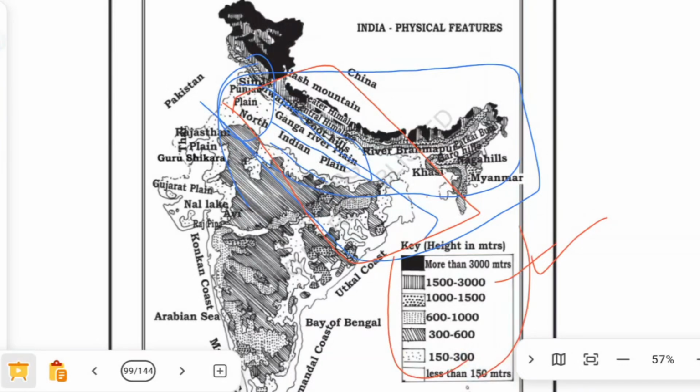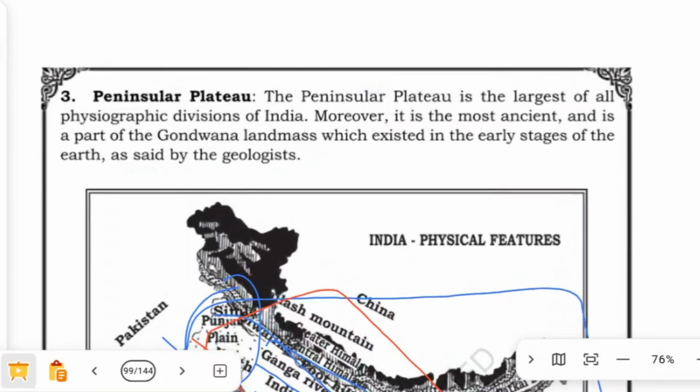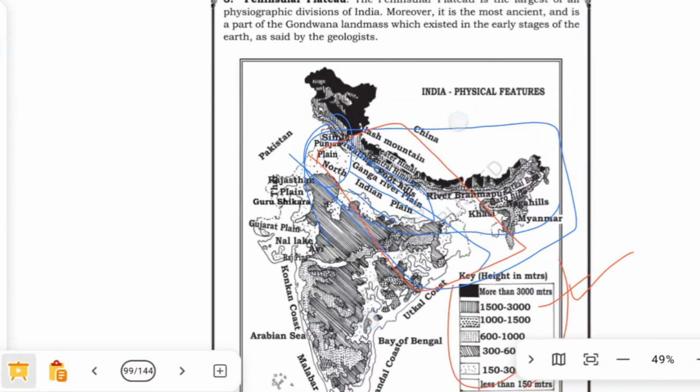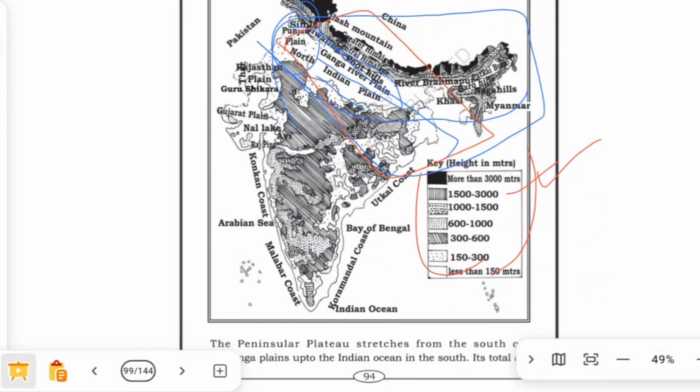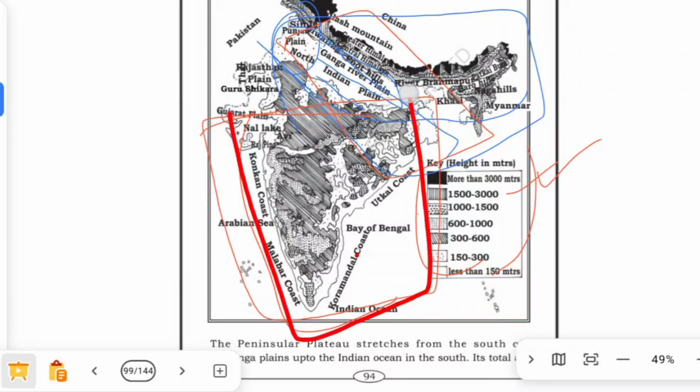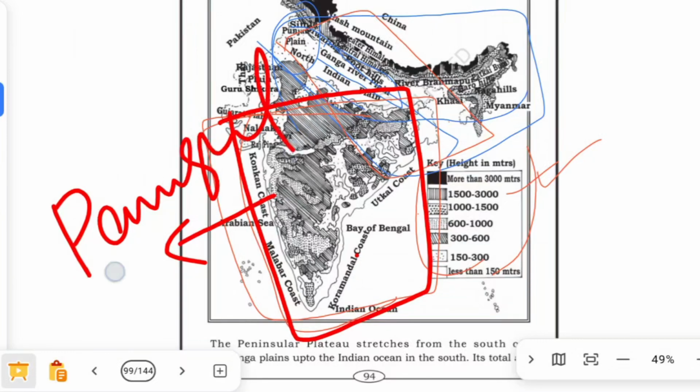Then let us understand about the plateau. The Peninsular Plateau is the largest of all the geographical divisions of India. Moreover, it is the most ancient and it is part of the Gondwana landmass, which existed in the early stage of the Earth, as said by the geologists. So this is the Gondwana land. This complete area you can see here is called the Peninsular Plateau.